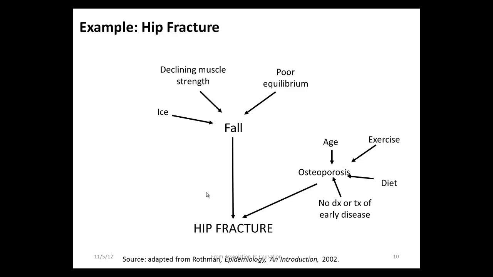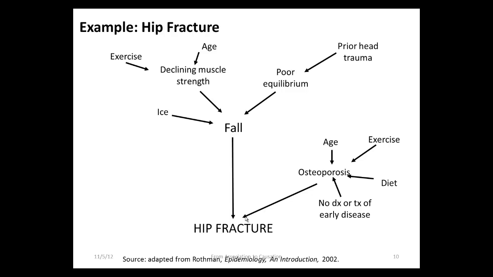Certainly we know osteoporosis is related with age, to exercise, to her diet. It may be her access to care. This osteoporosis wasn't diagnosed or treated early, so that she had quite a severe condition that made the hip fracture even more likely. Similarly, exercise and age might be related to her muscle strength.